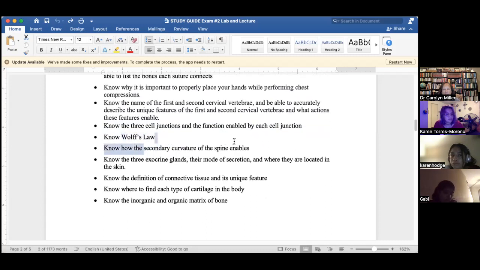Know how the secondary curvature of the spine enables function. I'll have to rewrite my study guide. We talked about the little baby with the C-spine, but if I turn it this way, when the baby learns to walk upright, the cervical vertebrae, that area caves in. Instead of convex, it's concave. And that's when we learn to hold our head up.